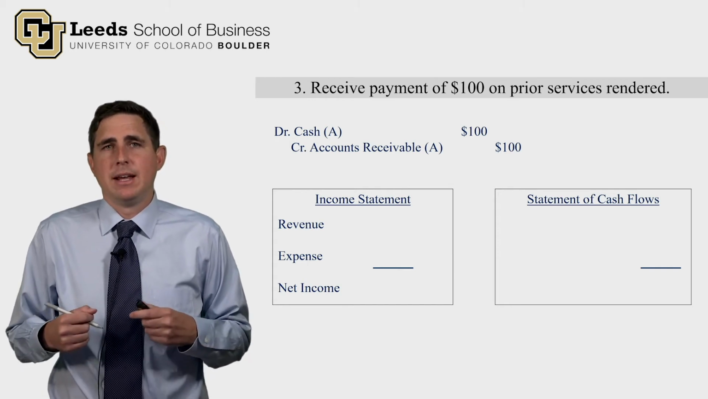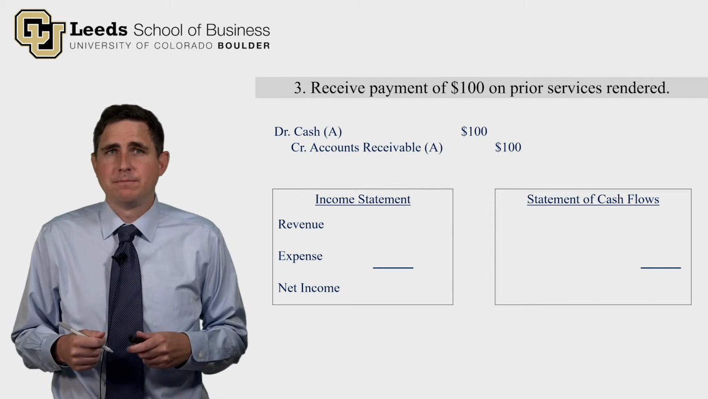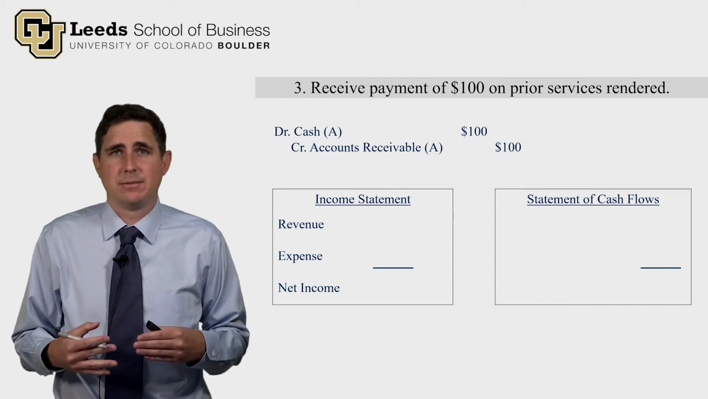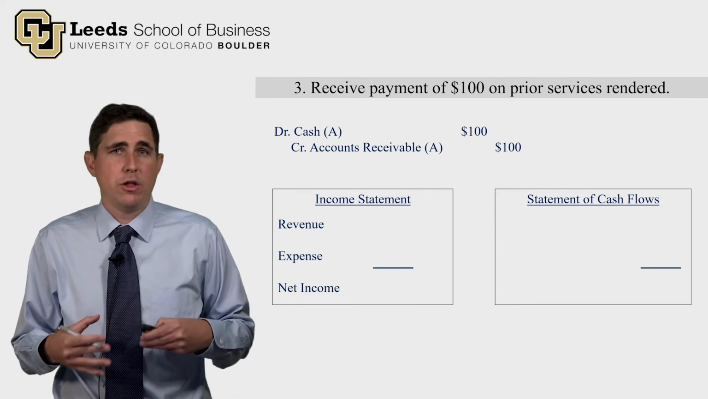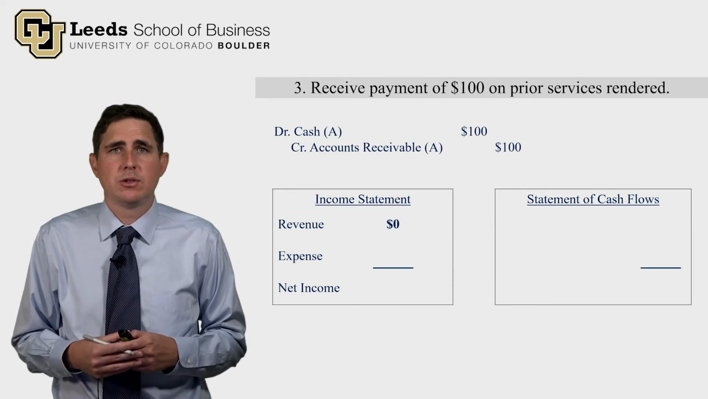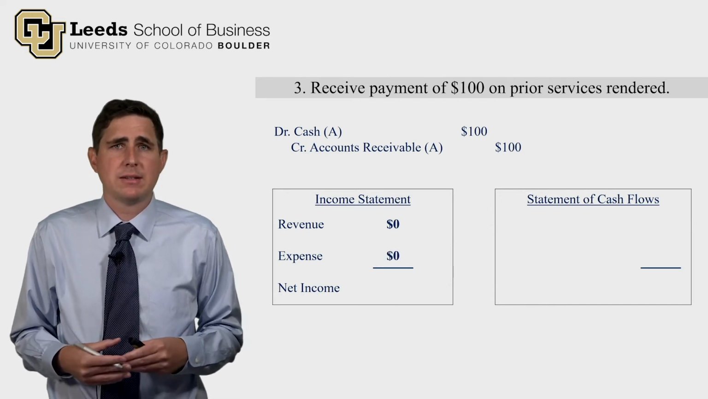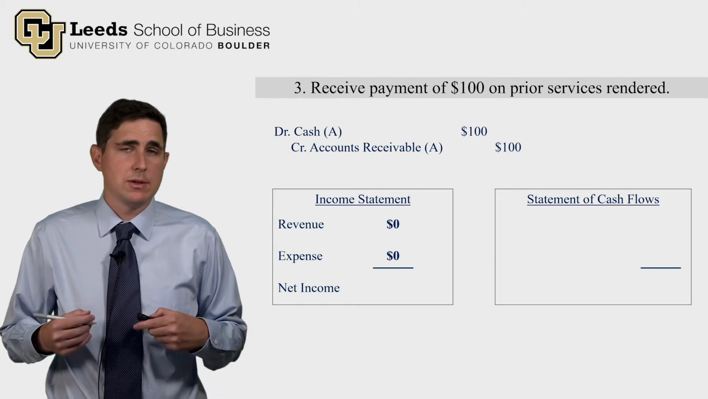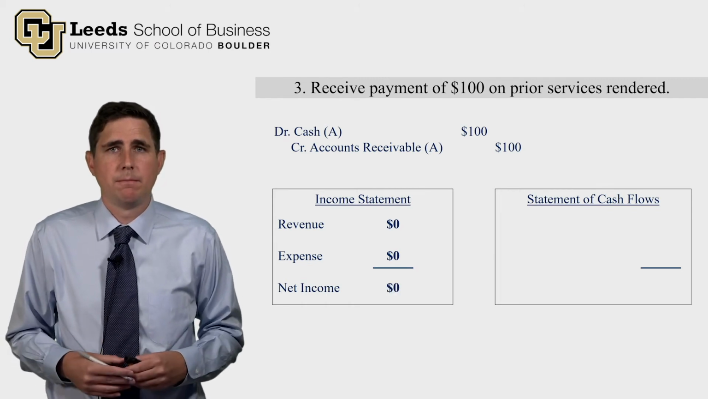Okay, now let's talk about the income statement here. As you'll notice, this journal entry just has 2 asset accounts being affected. So there are no income statement accounts being affected. There's no revenue in this journal entry, and there are no expenses in this journal entry. And so net income with respect to this single transaction is 0.